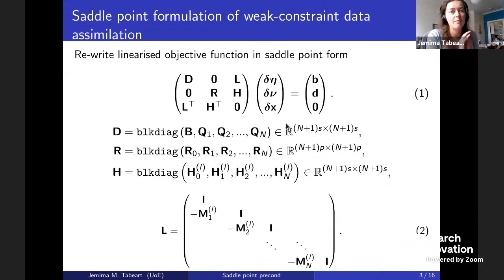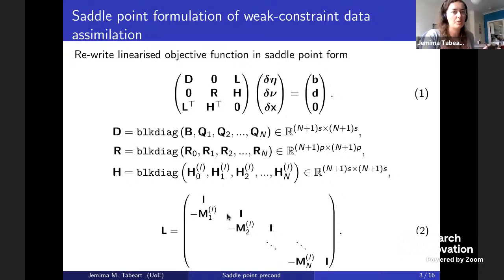So I'm basically looking at preconditioners for this system here. The matrices all come from that objective function I showed you earlier. One of the main ones of interest in this talk is going to be this L operator. This contains the identity on the diagonal. Under the diagonal, we have our linearized model operators that will evolve our state that we're looking for, delta x, from the beginning of my time window to the end of my time window.